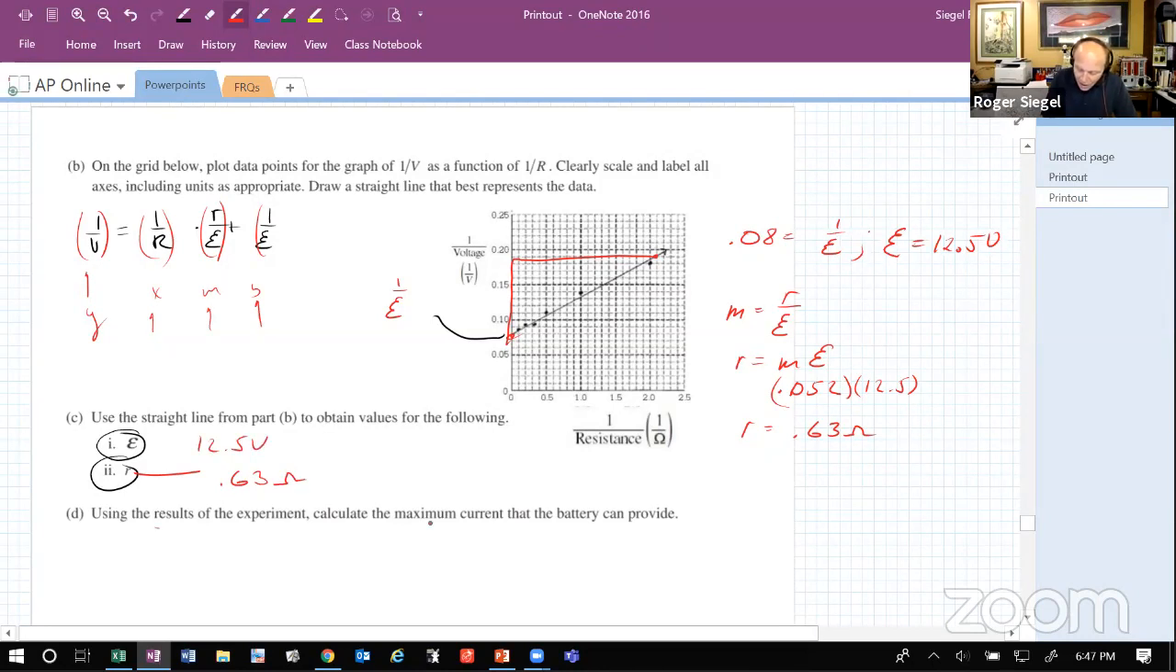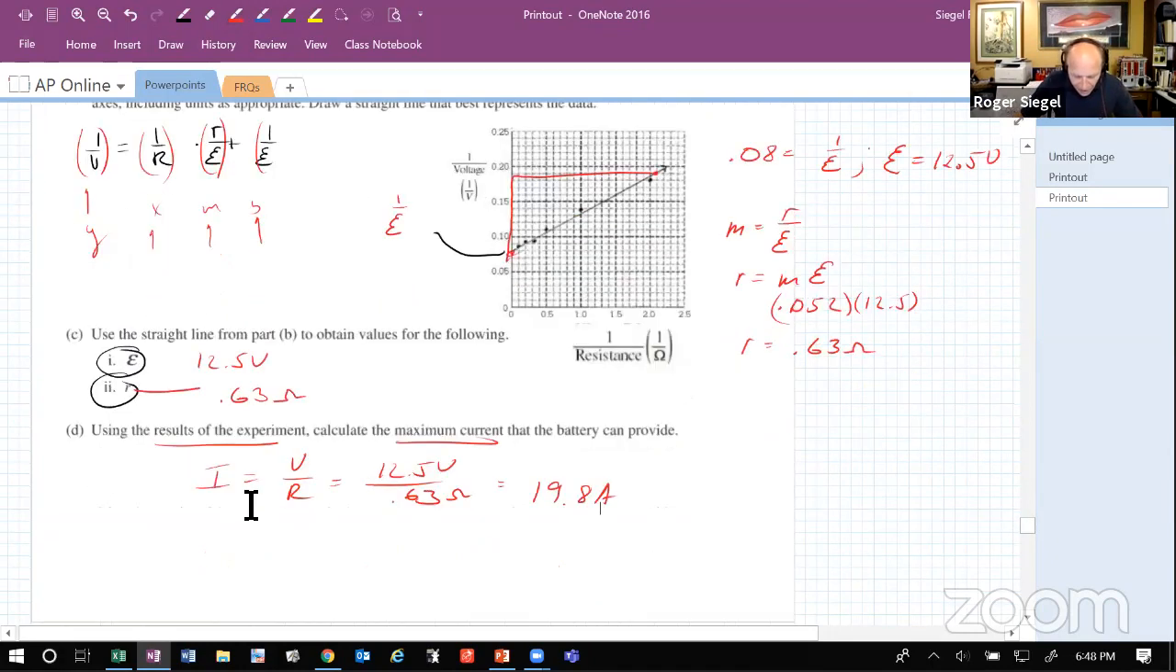Using the results, calculate the maximum current. I is equal to V over R. And so we have 12.5 volts over 0.63 ohms. And that gave us 19.8 amperes, which is nothing you want to be close to.